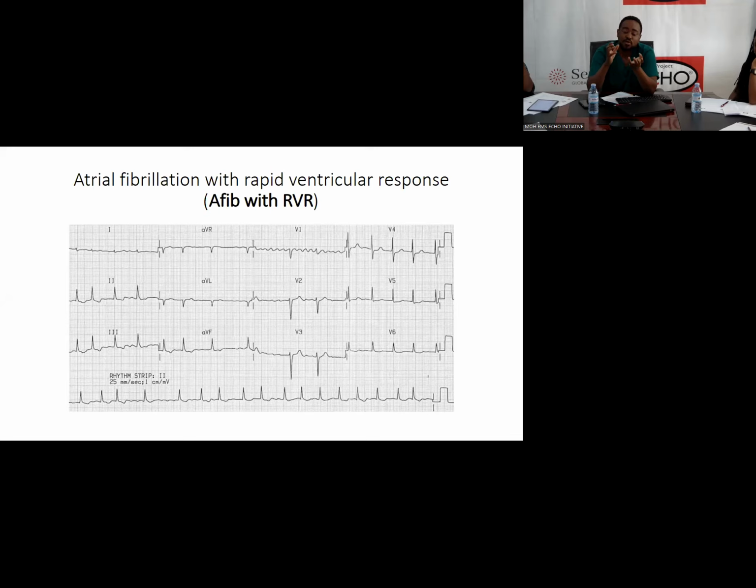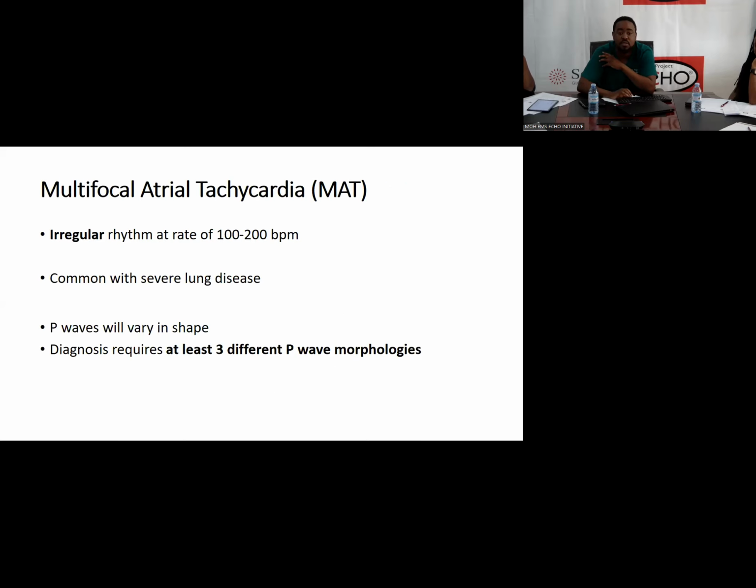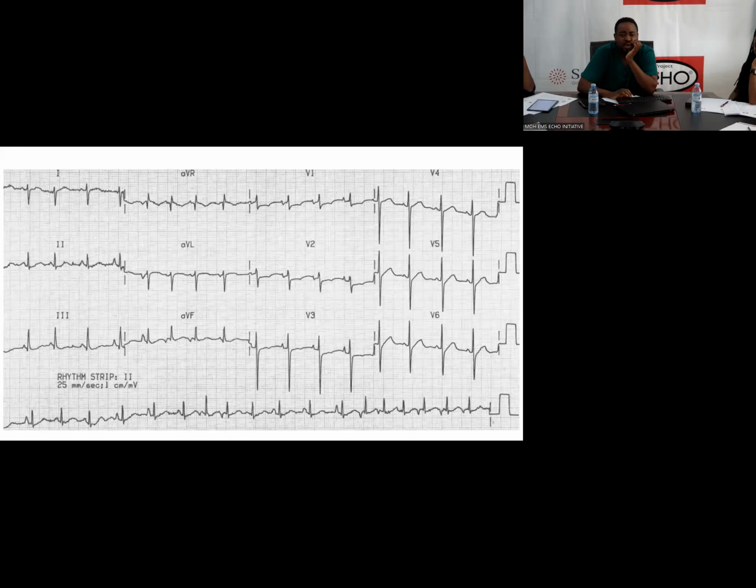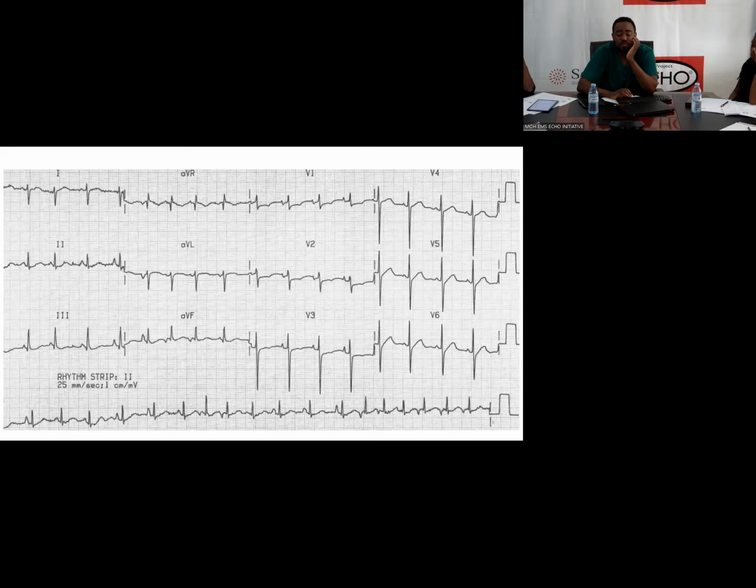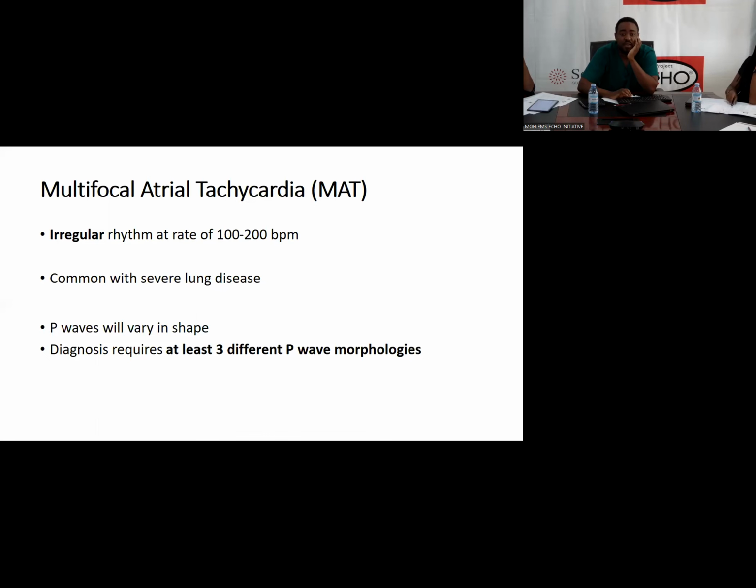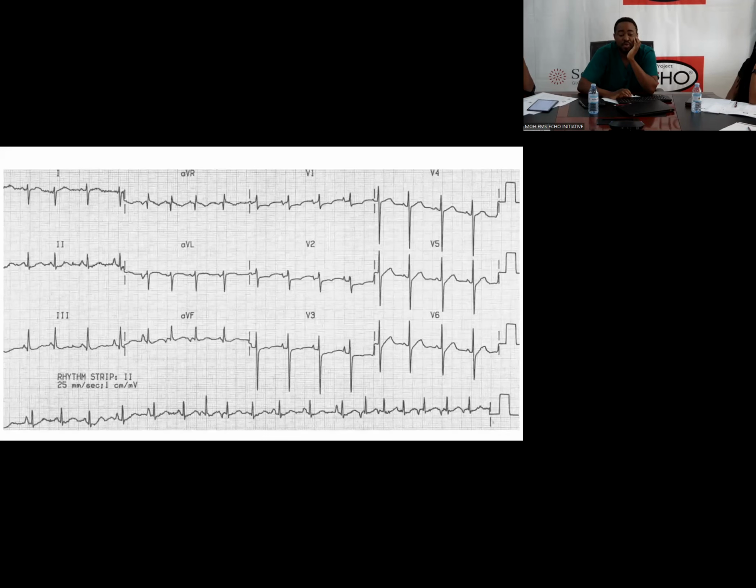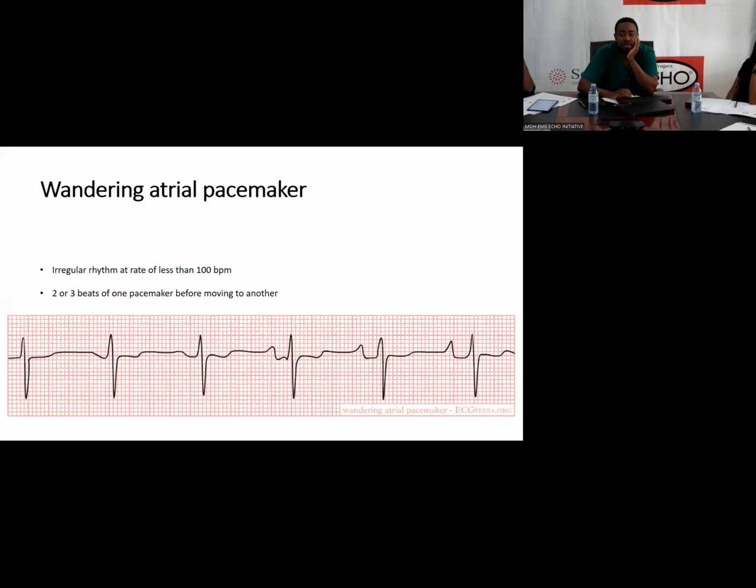It's going to be irregular because impulses are arising from random areas within the atria. And it will be narrow because it's arising from above the ventricles, so the QRS complexes appear small. Then there is multifocal atrial tachycardia, which is also quite common. It's where impulses arise from different foci within the atria. What we see is P waves of varying morphologies because they are generated from different points within the atria, and the heart rate will also be very rapid.